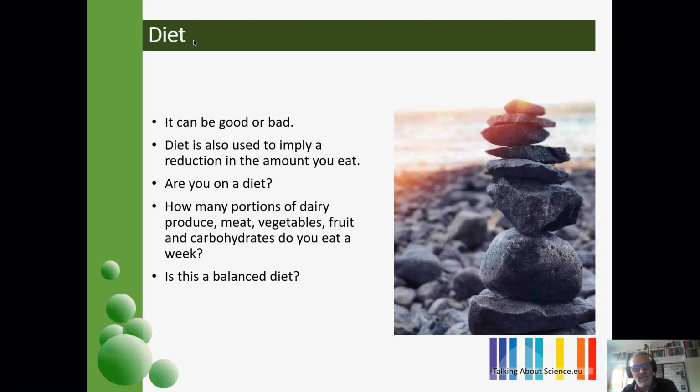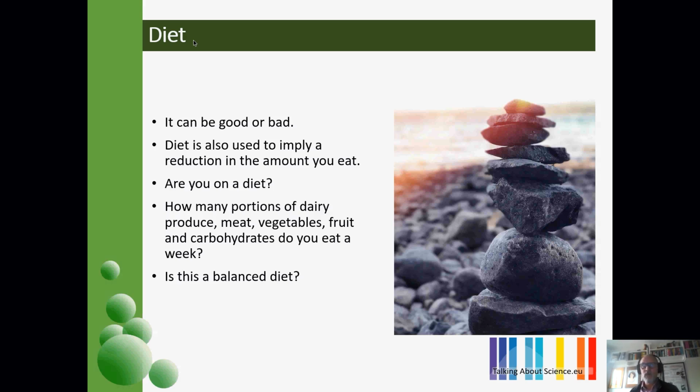Are you doing an Atkins? Are you doing a paleo diet? Okay, are you eating rocks? Whereas in reality, diet is what you eat. It's the sum total of what you eat. It could be good, it could be bad, but it's just basically what you survive on, let's say.